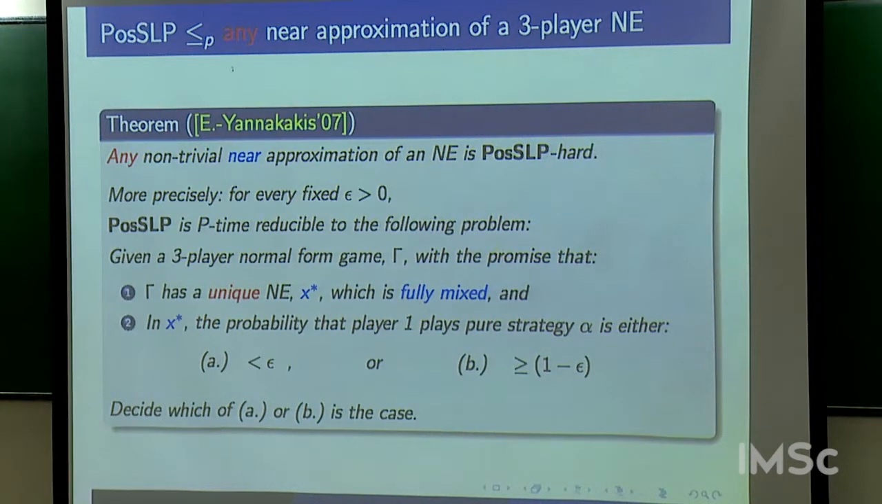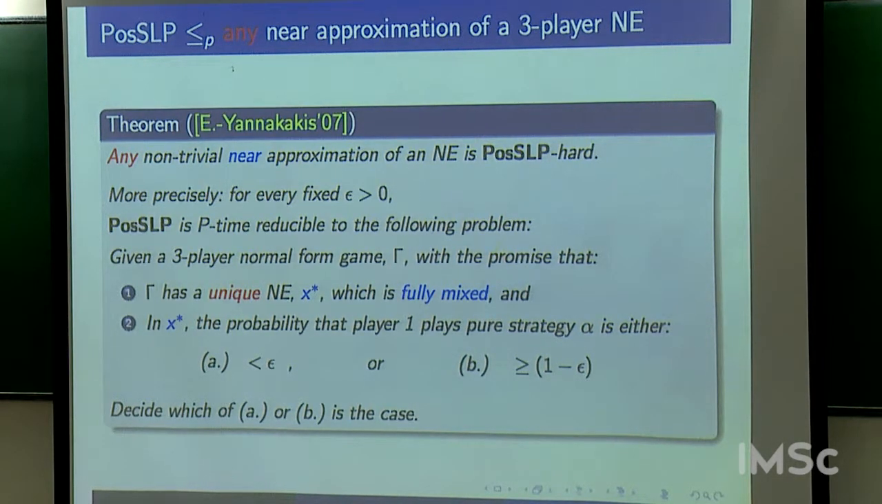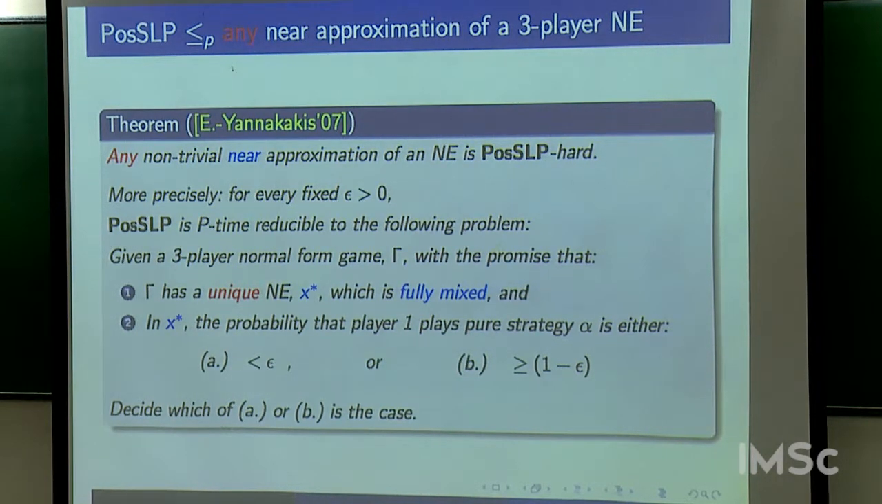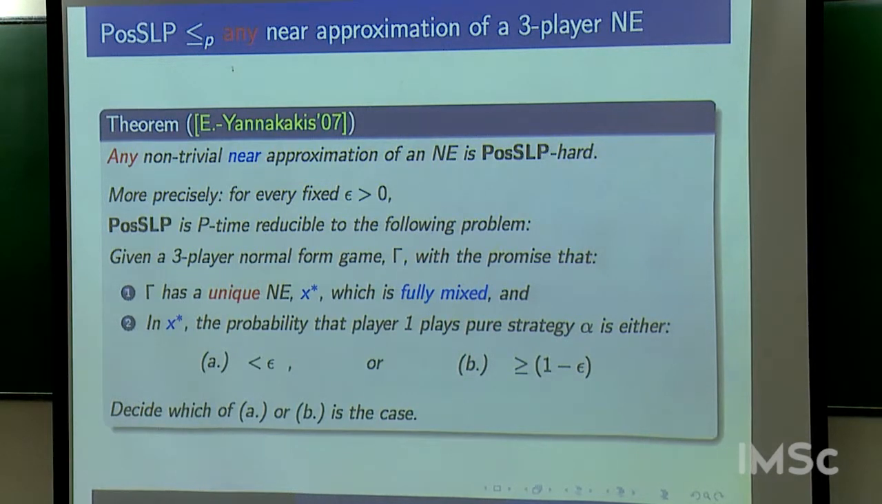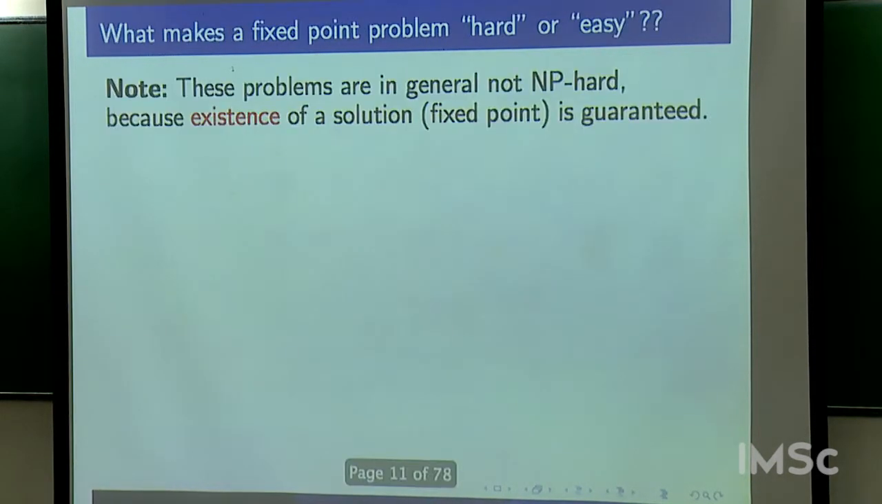So any non-trivial approximation, it's an easy consequence of this statement that if you get any non-trivial approximation of an actual Nash equilibrium for a 3-player game, you will be able to solve Kousha LP. Okay, so what does this tell us? Where can we take this?